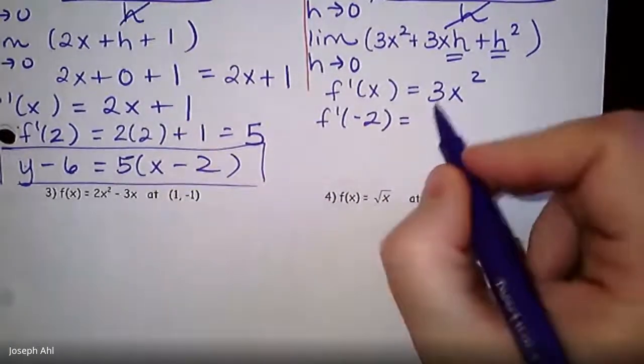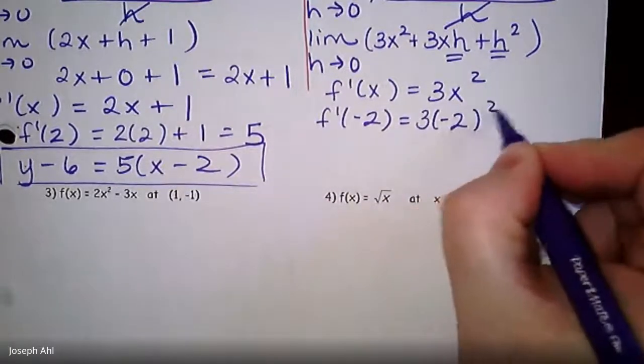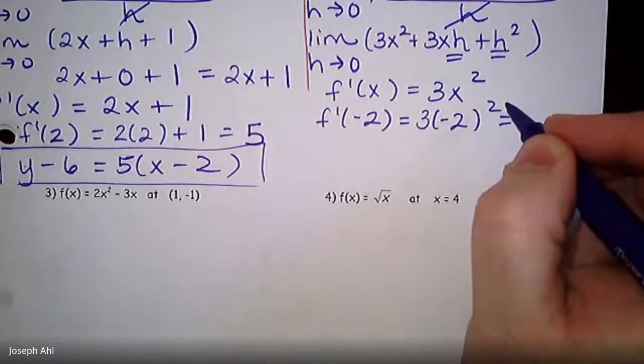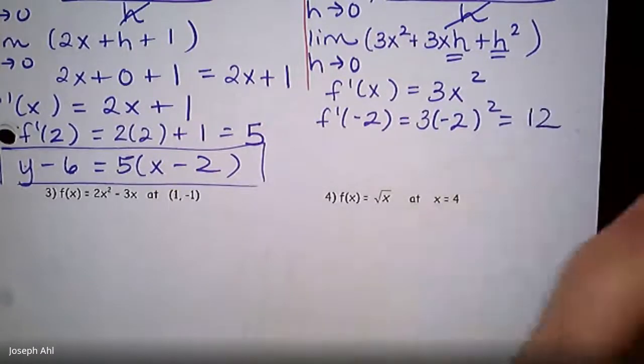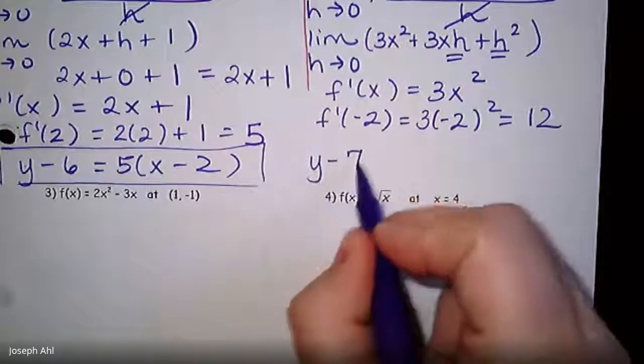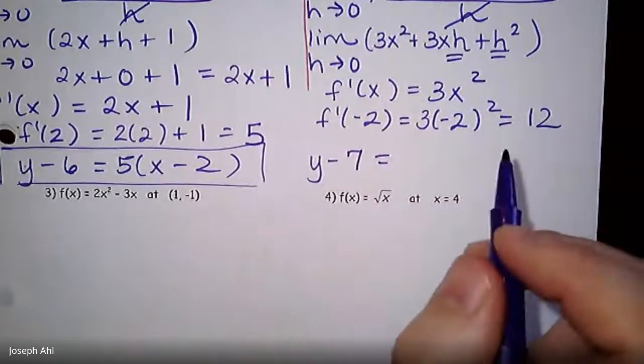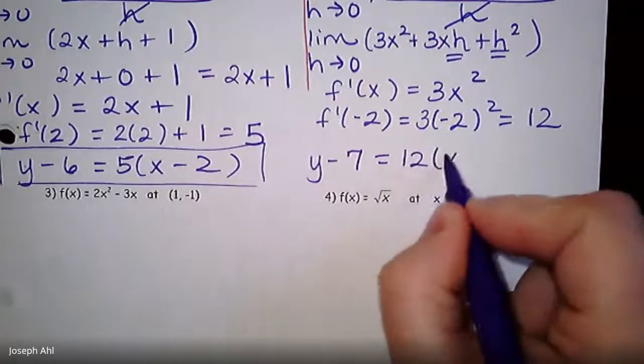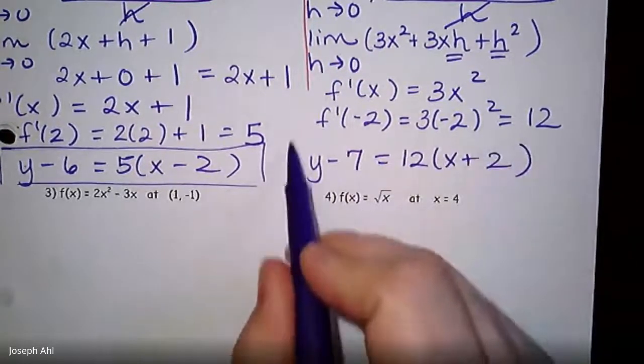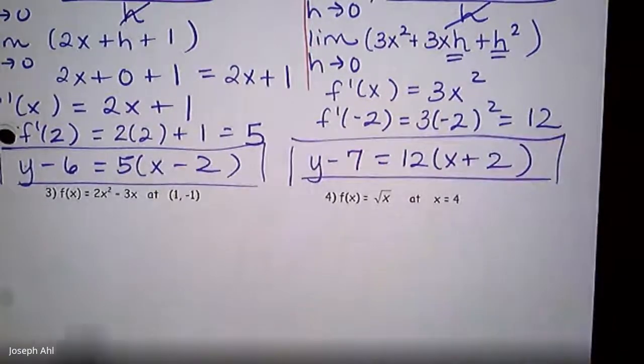This is going to be the slope of the tangent line at x equals -2. -2 squared is 4, times 3 is 12. And then if I plug that in, we get y minus 7 equals 12 times (x plus 2). There's the equation of the tangent line at that point.